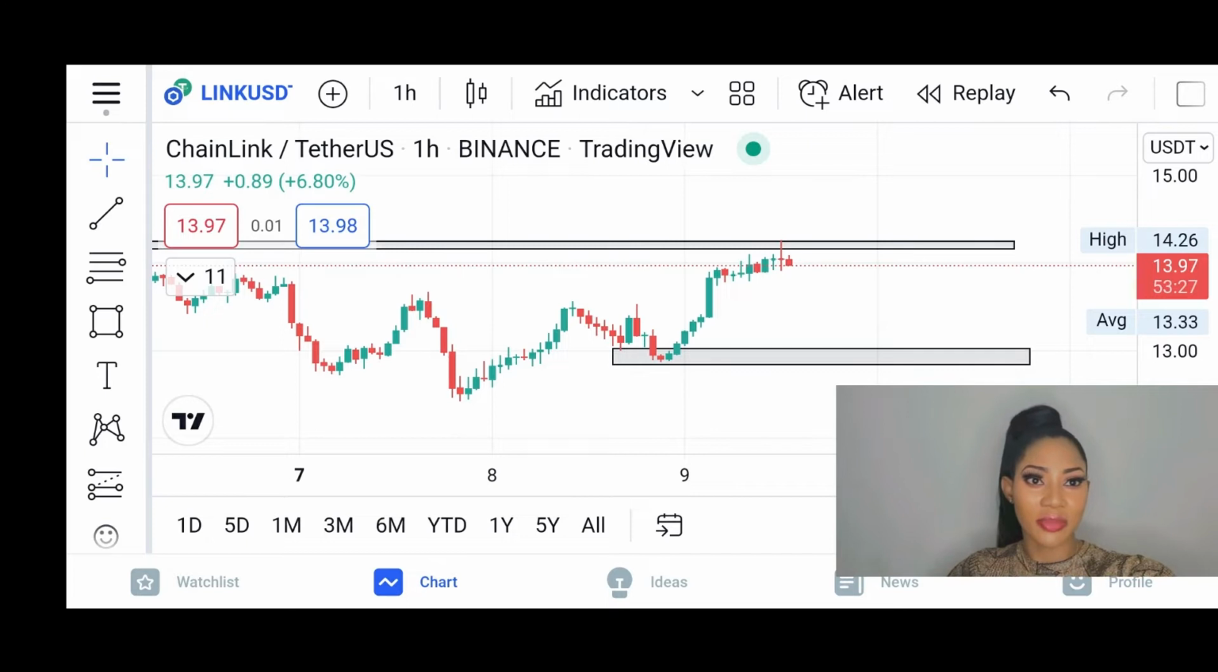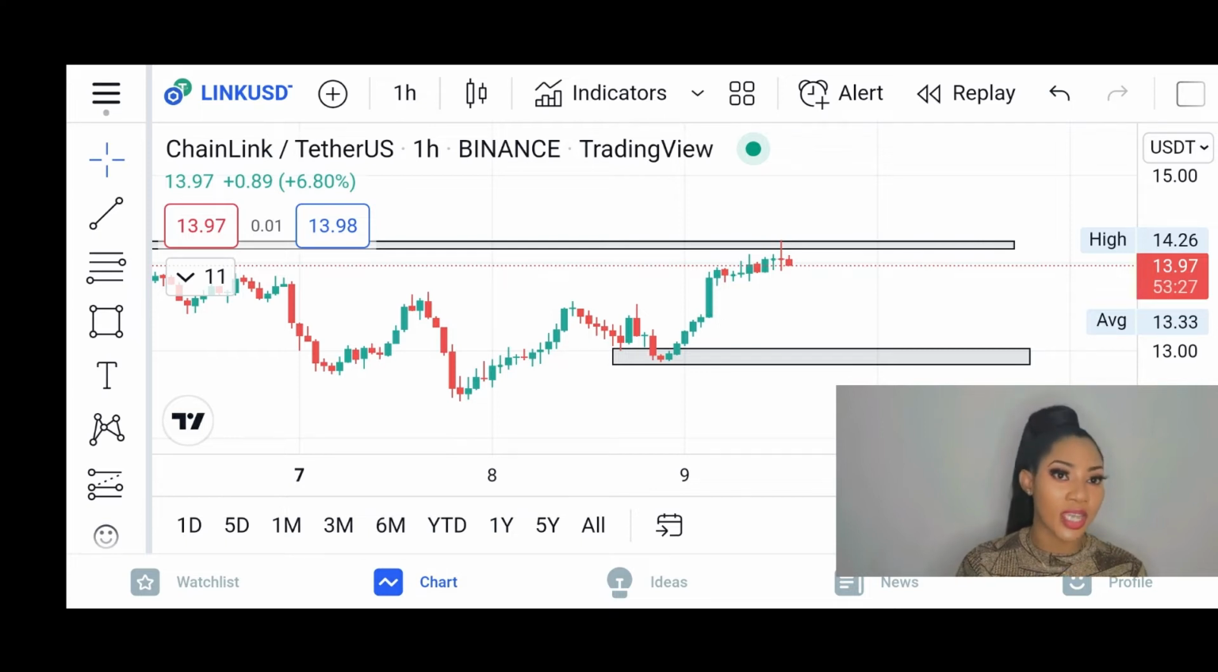All right, so the first example, as you can see here now, is Chainlink. Chainlink is at a resistance at 14.26. So once you identify a resistance like that, which is 14.26, and you want to sell, the resistance is showing that sellers are more active at that particular price level, which means that sellers are more likely to take the price downwards to the next support level.